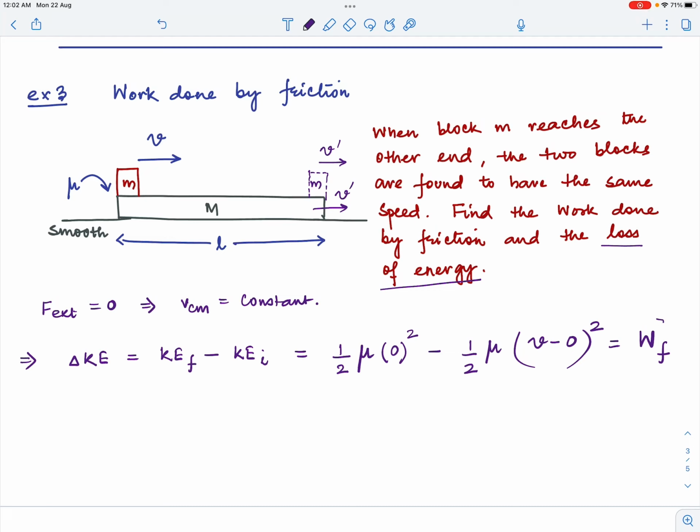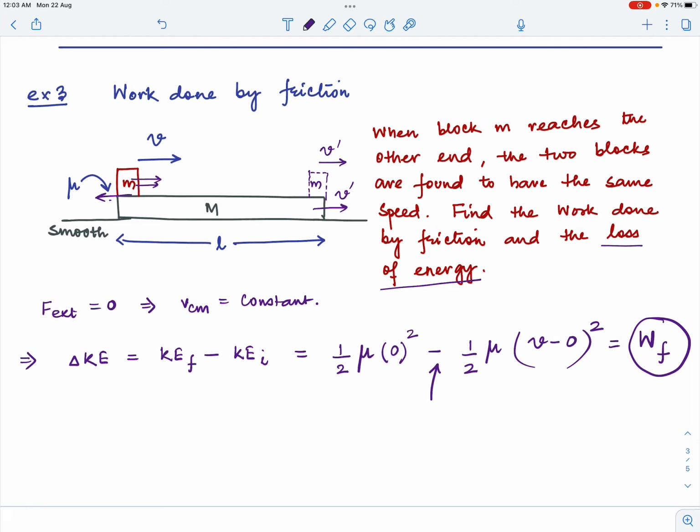Yes. So, this value of work done by friction that we get, by the way, will be with a minus sign here. We know that the work done by friction will be negative here, because as we see here, friction is acting in the backward direction on small m, whereas the block will be moving in the forward direction.